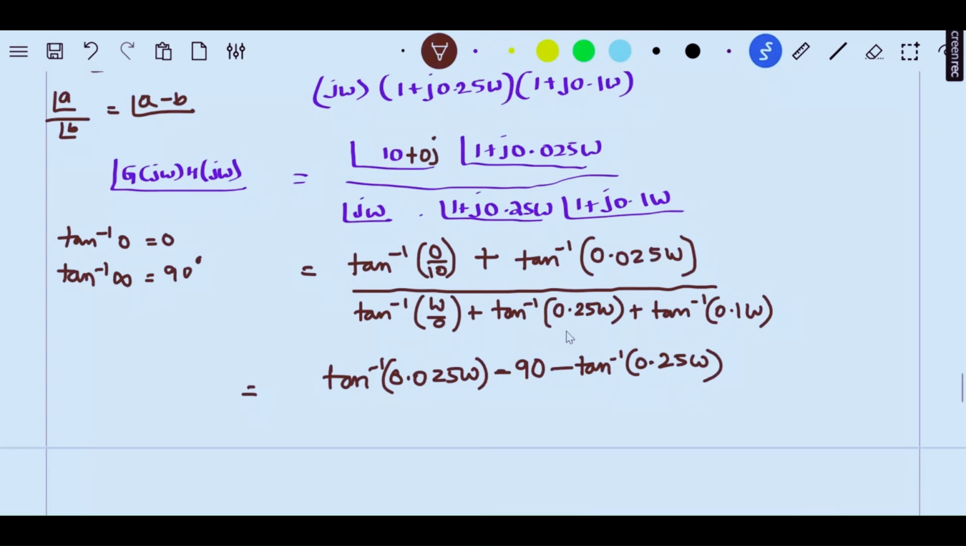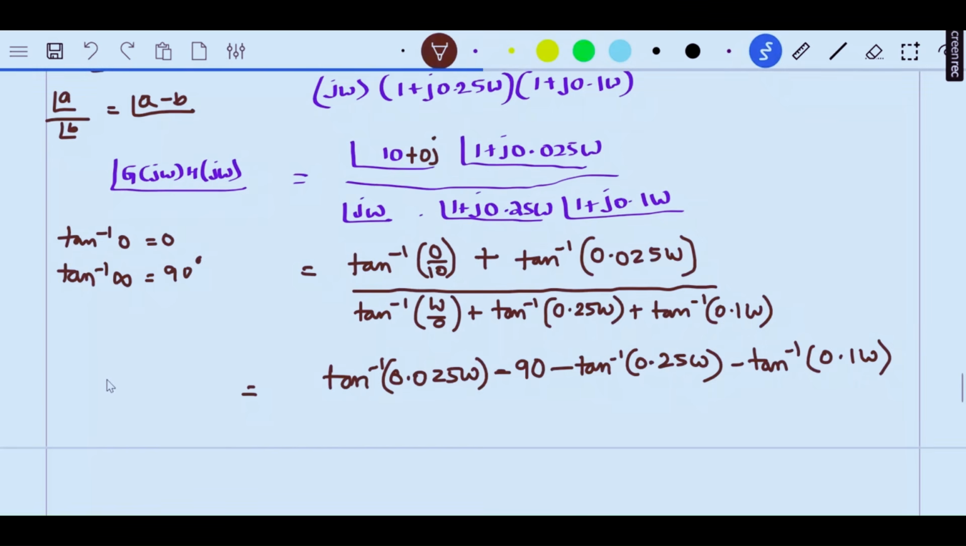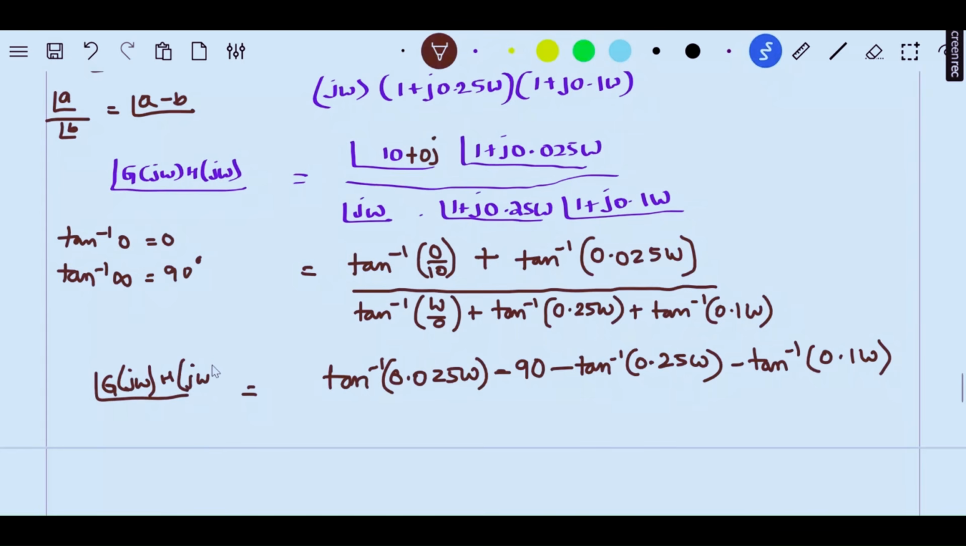This goes to the numerator, so it becomes negative, and this also becomes negative, so we write minus tan inverse of 0.1 omega. These are all angles, so when angles are in the denominator and go to the numerator, angle A by B equals angle A minus B. That is what I have written. So this is the final formula for the angle of G of j omega into H of j omega.